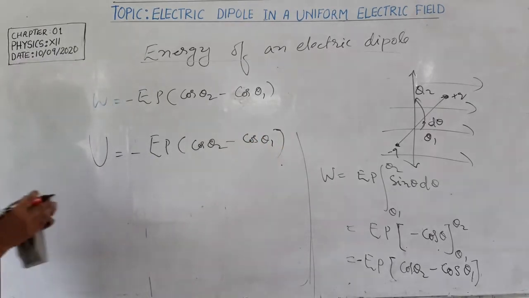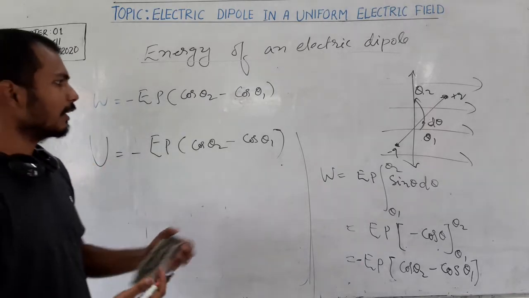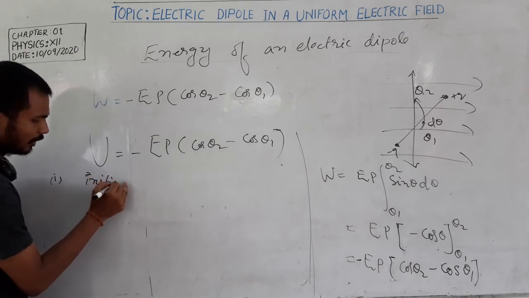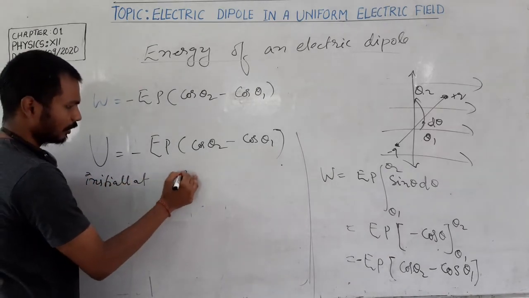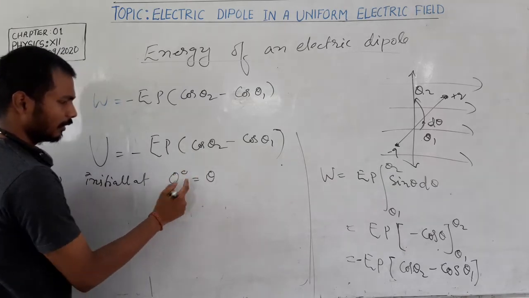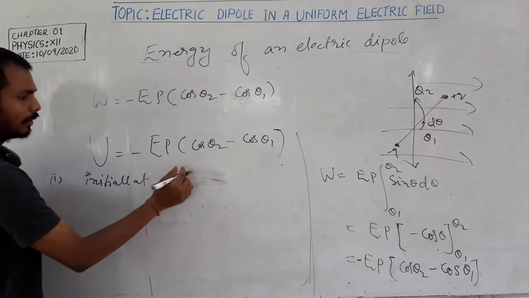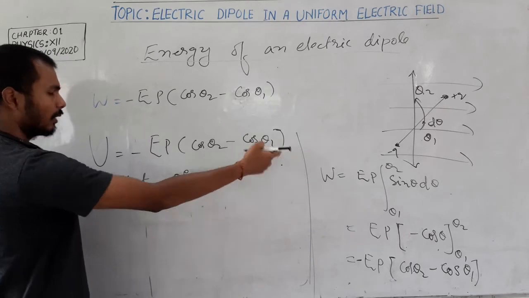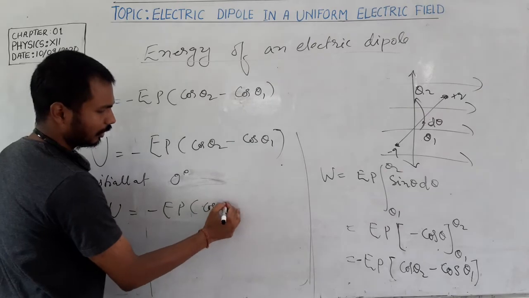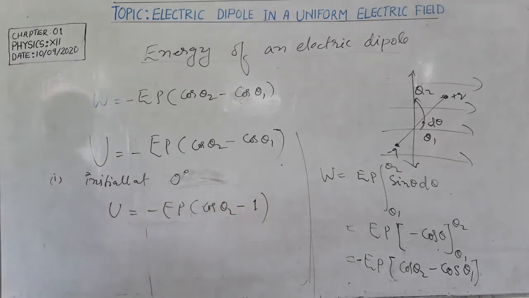Now, let us discuss case number 1. If the dipole is oriented initially at 0 degree, then what will happen? Cos theta 1, with theta 1 equal to 0 degree, gives U is equal to minus EP, cos theta 2 minus 1, because cos 0 degree is equal to 1.